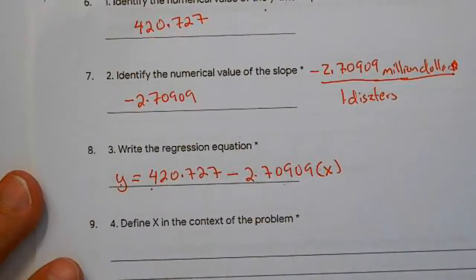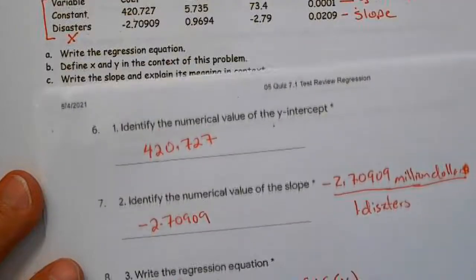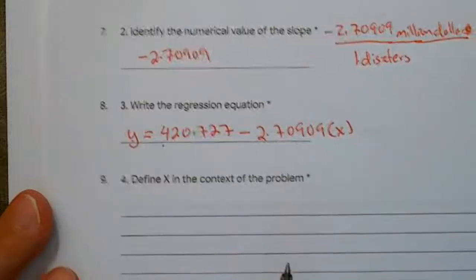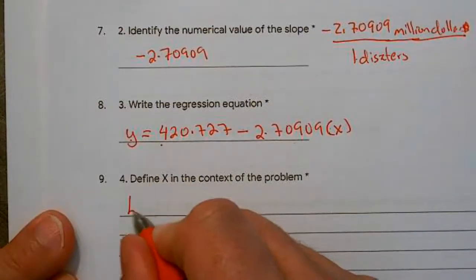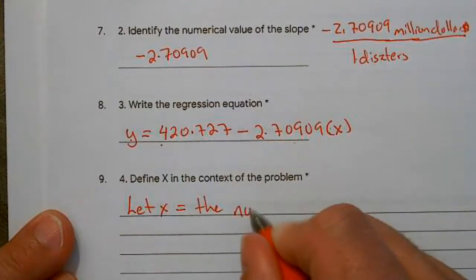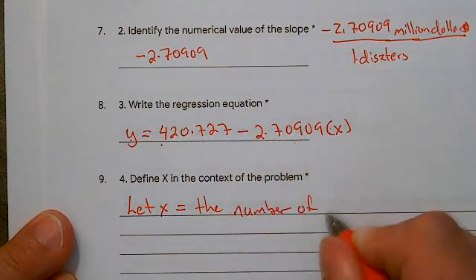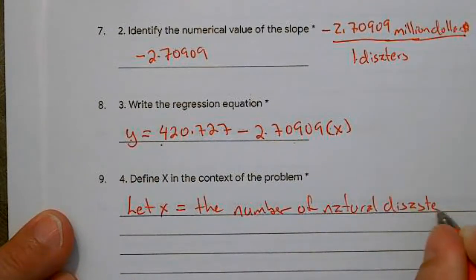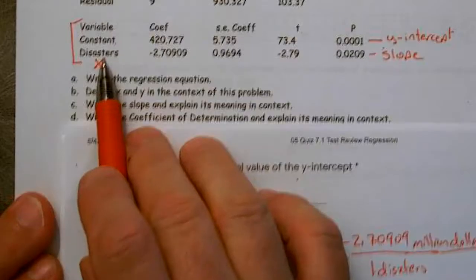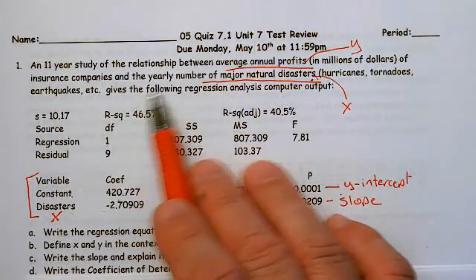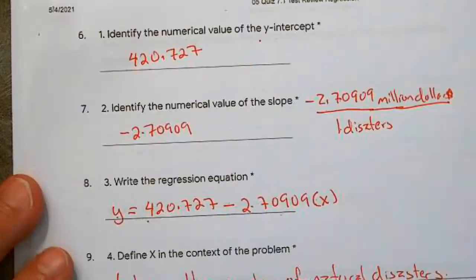The next thing it asked for us was to define X in the context of the problem. So we already know X is disasters. So when we go to define it, we're going to say, let X equal the number of natural disasters. Now that partly came from the printout right here where it said X, and it also said number of major natural disasters. And really it's the yearly number, but just number of major natural disasters is fine. And probably I should have used the word major, but it's okay that you did.